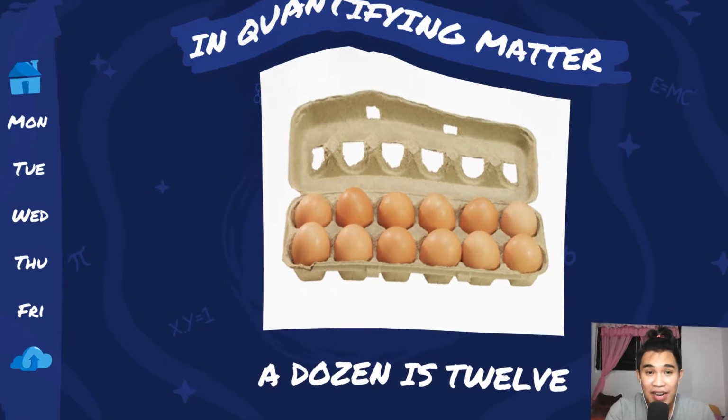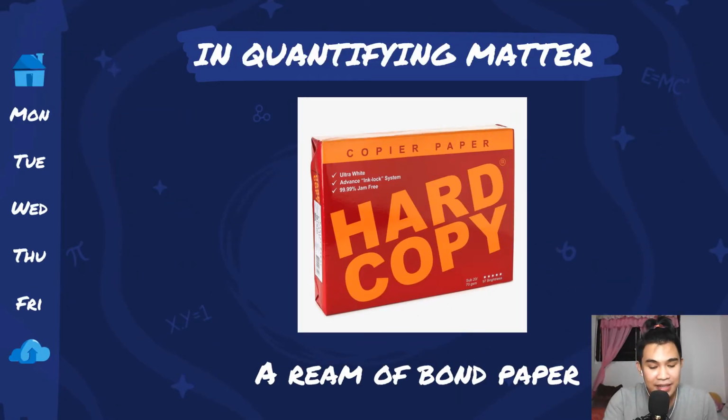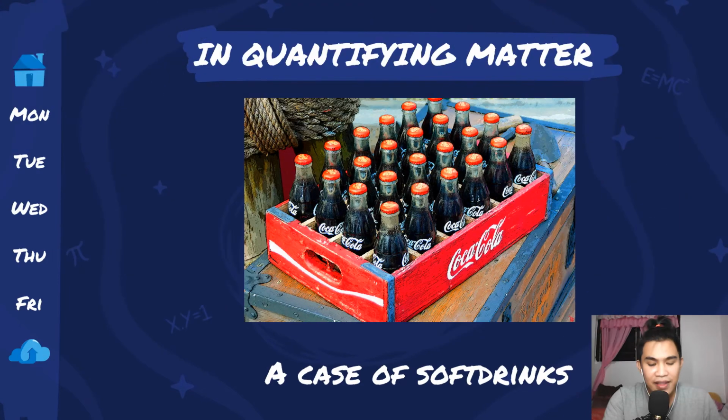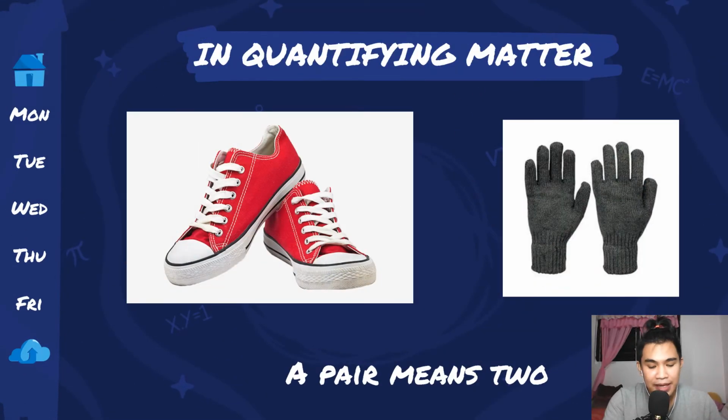Another example is that we buy bond paper by the ream, and a ream of bond paper has 500 sheets. Another example is a case of soft drinks, which actually has 24 bottles. And the last example is a pair, which means two. Examples for that are a pair of shoes and a pair of gloves.